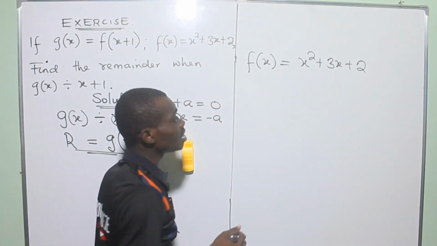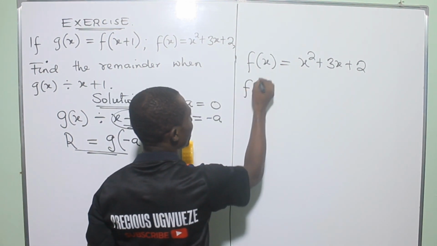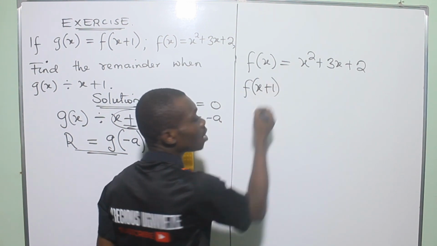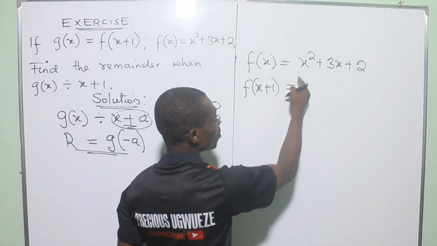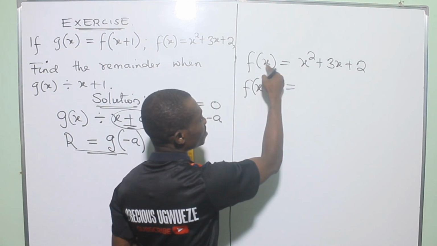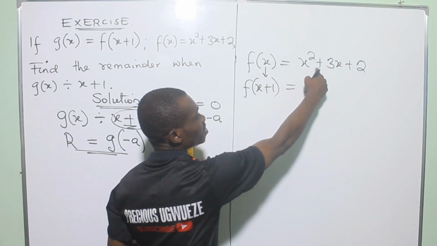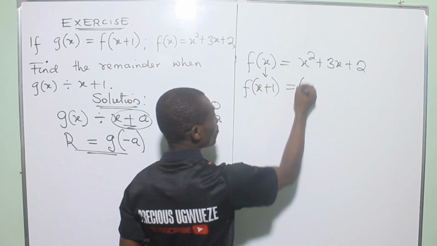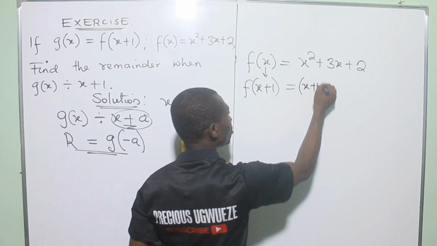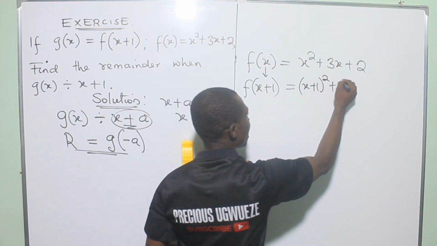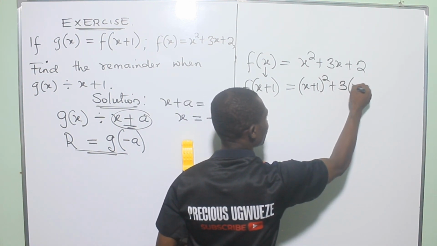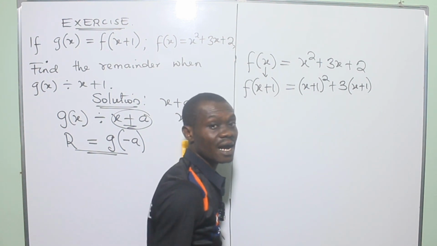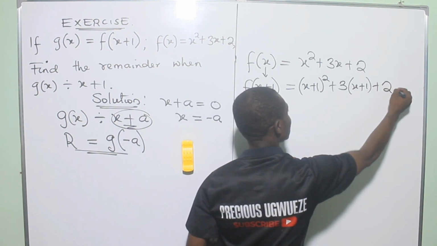All right, now, to get our f of x plus 1, what are we going to do? We will just substitute wherever we see x here, we'll replace it with x plus 1. So I'll put x plus 1 here, all squared, and then I'll have 3 into x plus 1, and then finally I will add 2 to it.